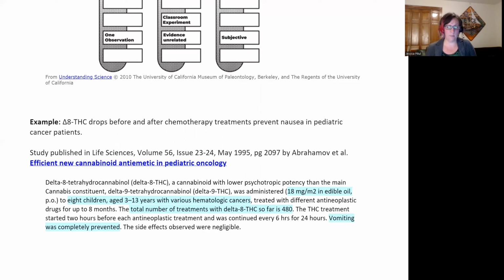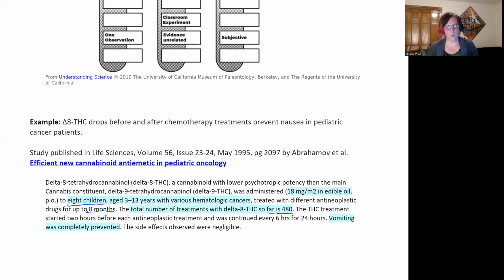These are pediatric patients aged 3 to 13, and they were given a dosage of 18 milligrams per meter squared as an edible oil. That's really talking about the body size of the child when we say meters squared. They gave these drops to 8 children going through chemotherapy, over 8 months, and they did something like 480 of these delta 8 THC oil drop treatments.